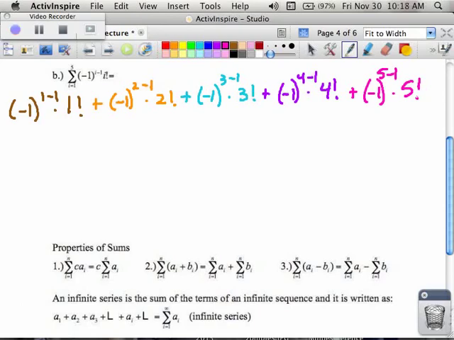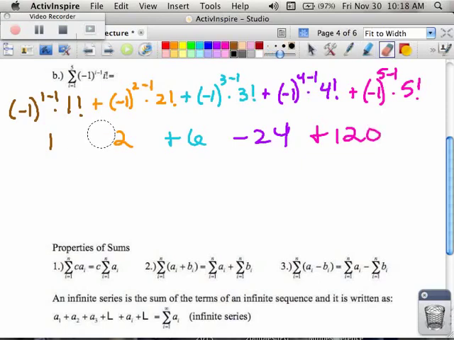So in part B, same thing, different problem. I just need to figure out what each of these different values are. So in the brown, I got a 1. In the orange, I got -2. In the light blue, I got 6. In the purple, I got -24. And in the pink, I got 120. I don't really like that I did plus minus here, so I'm just going to write down minus because that bugs me.